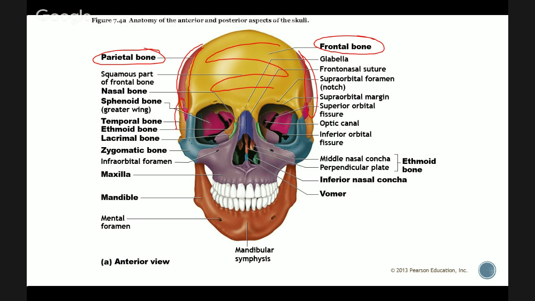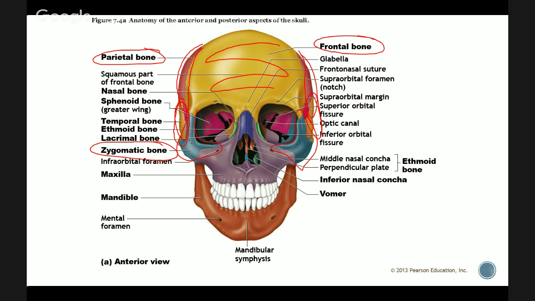Again, you'll see it better on the side of the skull, but you got the temporal bones here and here, makes up the side of the skull. Down here we have this blue bone here, and this is called the zygomatic bone. Makes up the cheekbone, and also the inferior lateral aspect of the orbit, where the eye is located.